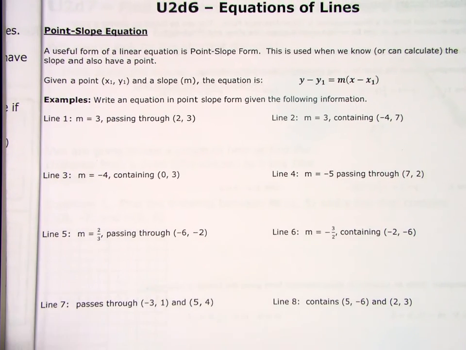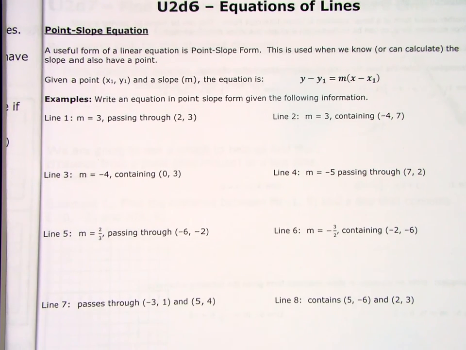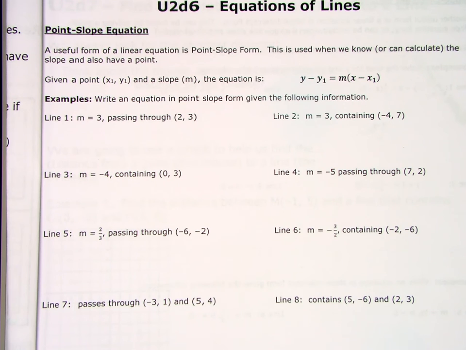The first one is called the point-slope equation. It's a useful form of a linear equation anytime you know the slope, and maybe you don't know the y-intercept, but you know this equation has to have a slope of 2/3 and it has to go through whatever point you're given. You can write what's called the point-slope equation.